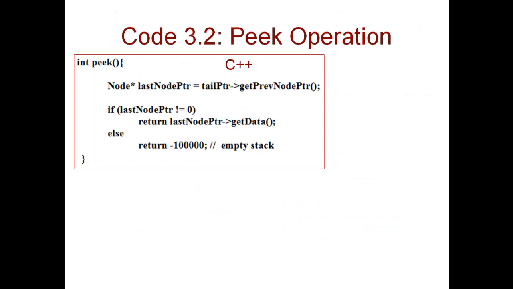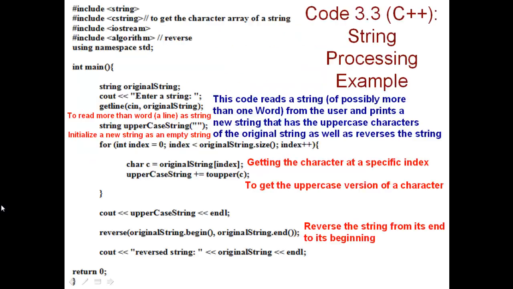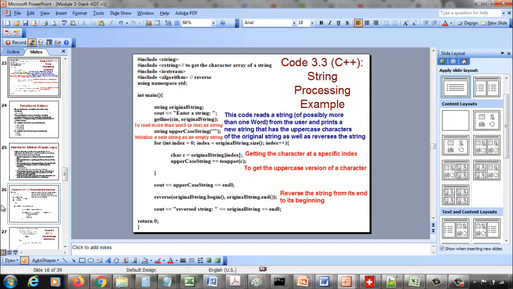Now the peek operation, the code is going to be similar to the pop operation, but you're not really isolating the last node. So try to get the address of the last node, which is the node previous to the tail node. So tail pointer arrow get previous node pointer will get you the address of the last node, and check if the last node pointer is null or not. If it is not null, then return the data of that last node. If it is null, that means you're trying to peek on an empty stack, so you have to return a negative, low value, to indicate that it's an invalid operation. Okay, so we'll stop with this video.